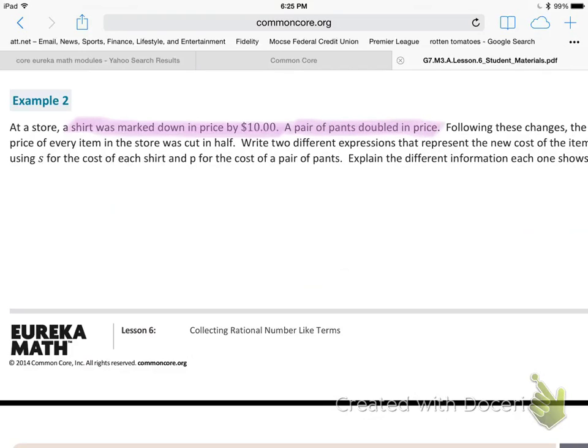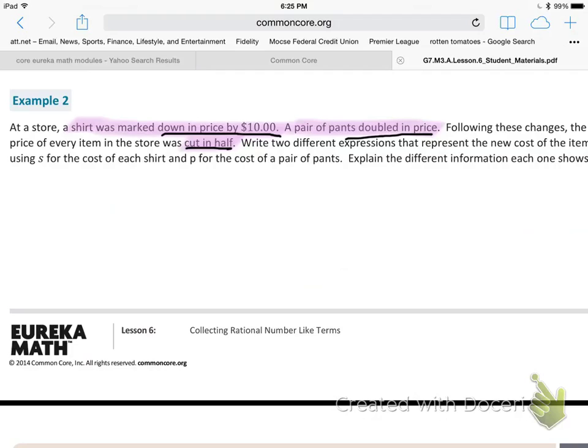Okay, so we've got this: marked down by $10 for the shirt. The pants doubled in price. Okay, so following these changes, again, it's not a very well worded problem either, but following these changes, the price of every item in the store was cut in half. Okay, cut in half. So imagine this: you've got Christmas sales, etc. For Christmas, the shirt was marked down by $10, but the pants doubled in price. Maybe they were very, very popular, and therefore they wanted to raise their price to get as much money as they could. Now the season's over. I mean, the holiday season's over.